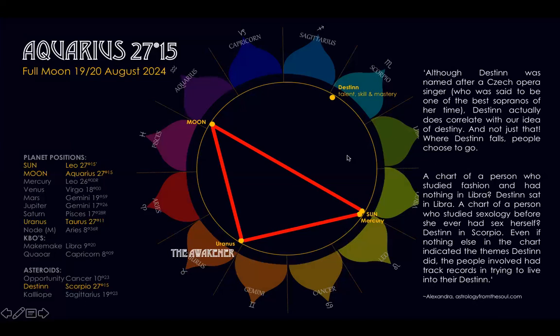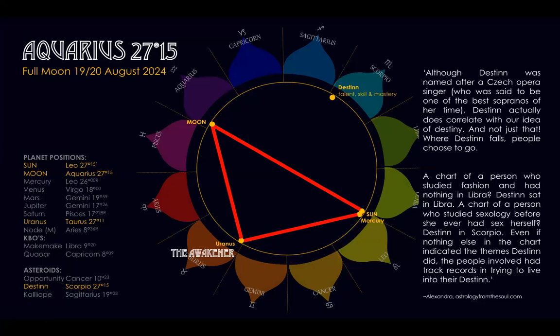And there's a little write-up here which I found really useful, that Destin is actually named after a Czech opera singer whose name was Destin. And this astrologer has found that this asteroid actually correlates with what you might call destiny, but she talks about it being destiny that you create for yourself, or that you follow yourself, your self-selected destiny. And she's written in here some correspondences that you can pause and read.